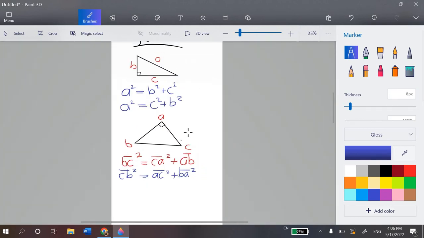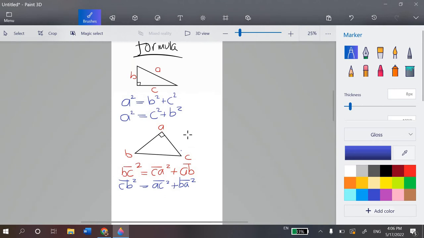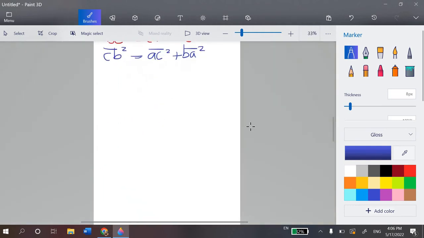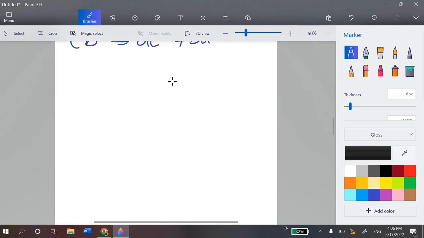So that is our formula. This is very important. This is going to be the base. Everything that we learn in this unit is going to be built upon this formula. So I will do a couple more examples.